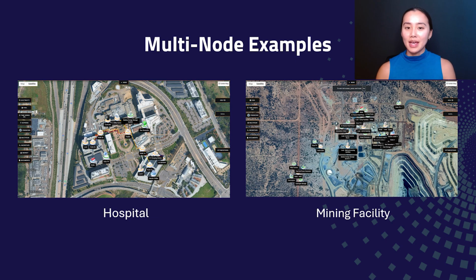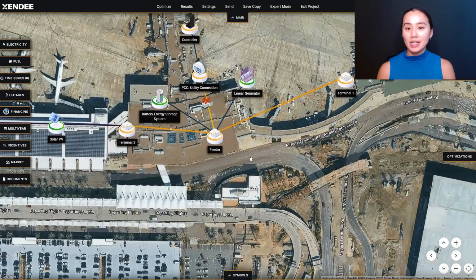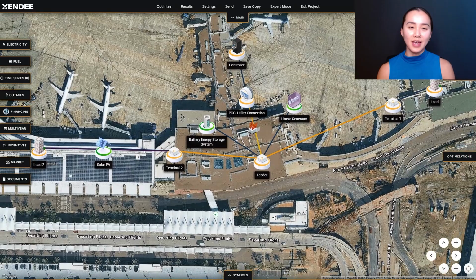Multi-node modeling can be advantageous for bigger and more complex sites such as airports, university campuses, or sites with a big network of building loads and DERs placed at different locations. We're also introducing a new concept that is not present in single-node modeling: power flow. Multi-node modeling is useful for projects that require attention to power flow and location of assets.